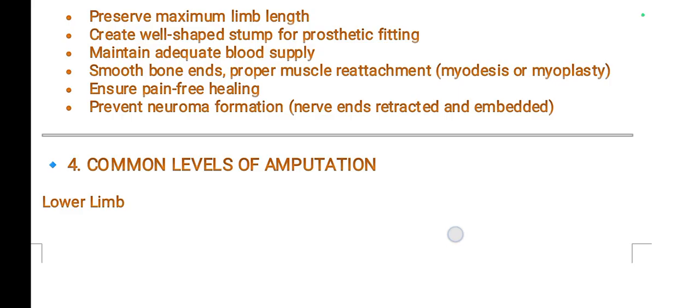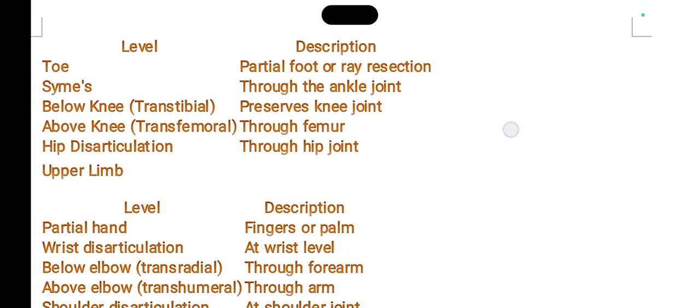Common levels of amputation. In the lower limb, we may remove just the toe. In cases of diabetes, we can see one toe removed, like the big toe. Then partial foot or rear foot resection. Syme's prosthesis, for the Syme's amputation through the ankle joint. Below knee, that's transtibial, preserving the knee joint. Above knee, it's transfemoral, through the femur. Hip disarticulation, through the hip joint.